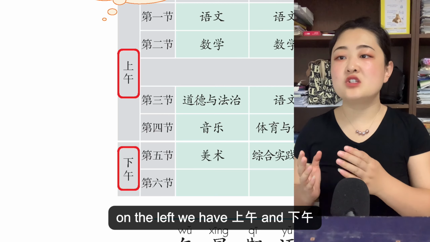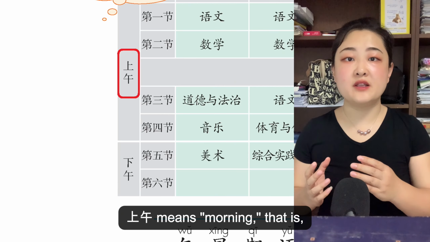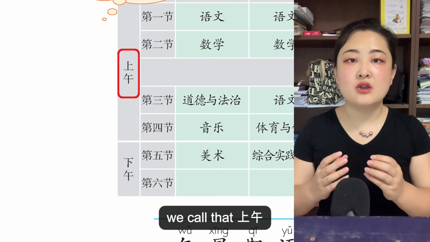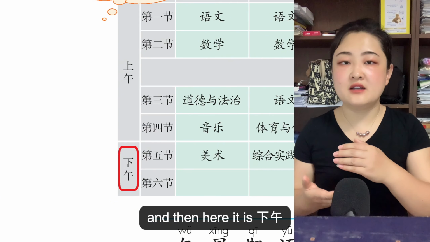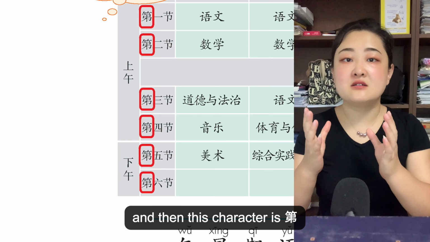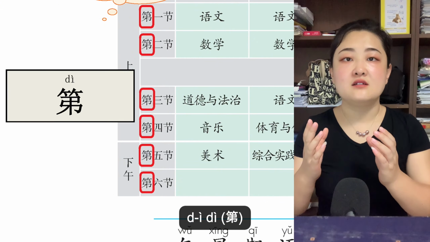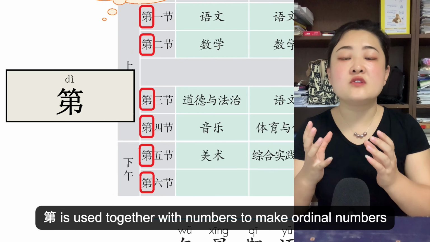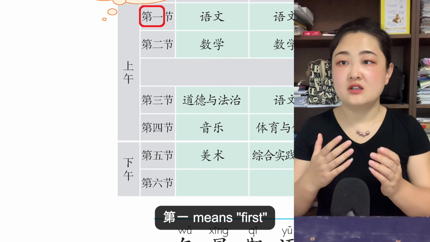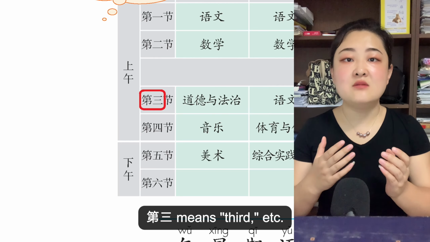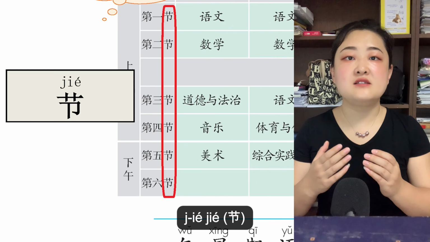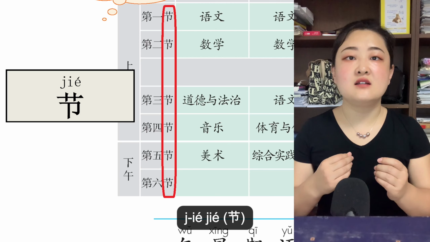On the left, we have 上午 and 下午. 上午 means morning. That is from early hours of the day to noon. We call that 上午. And then here it is 下午. 下午 means afternoon. And then this character is 第, the -th. 第 is used together with numbers to make ordinal numbers. 第一 means first. 第二 means second. 第三 means third, etc. And then this character is 节.